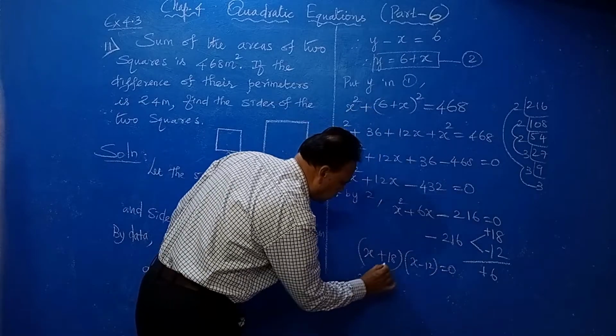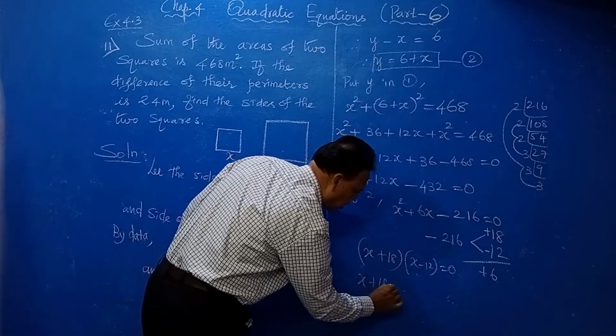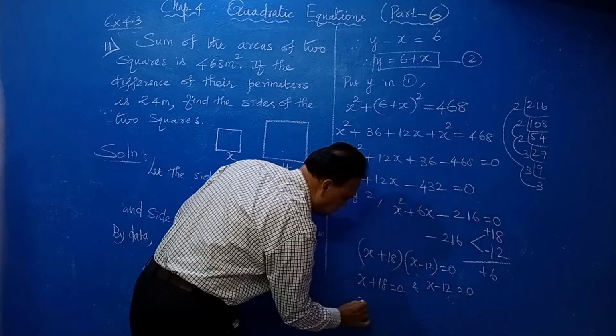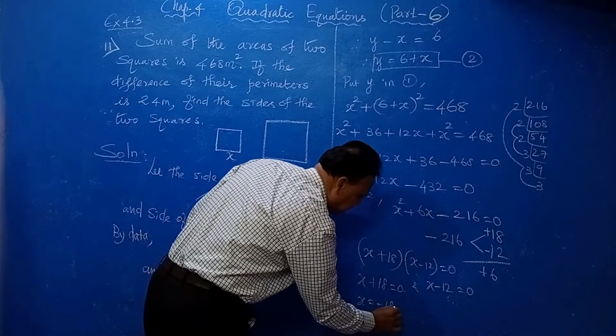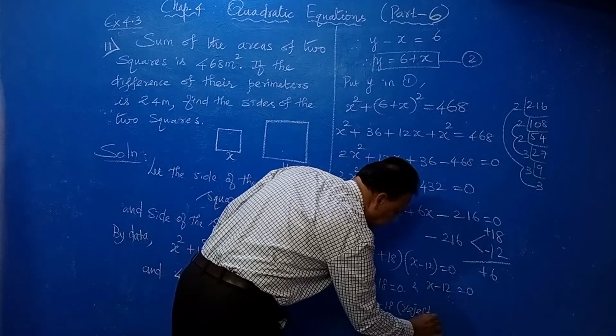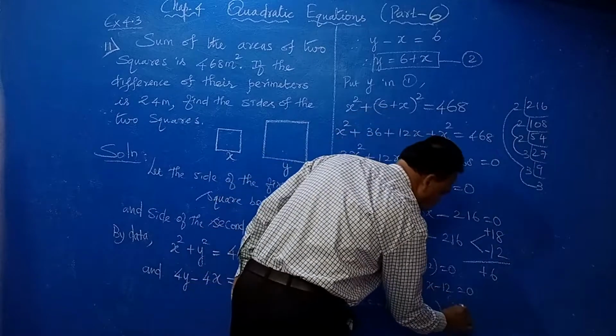So x plus 18 equal to 0 and x minus 12 equal to 0. For x is equal to minus 18, it is rejected because a side cannot be negative. This is rejected. Therefore x is equal to 12 is correct.